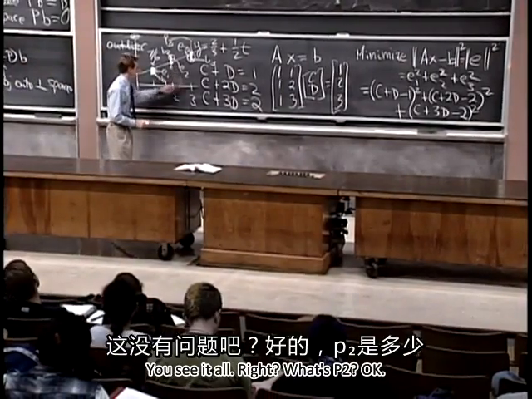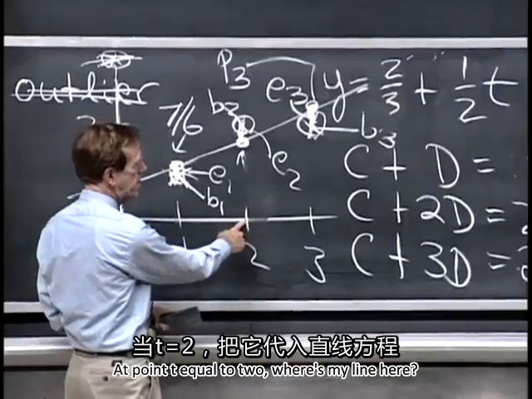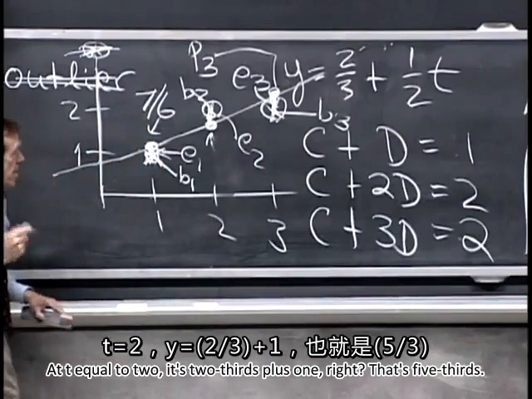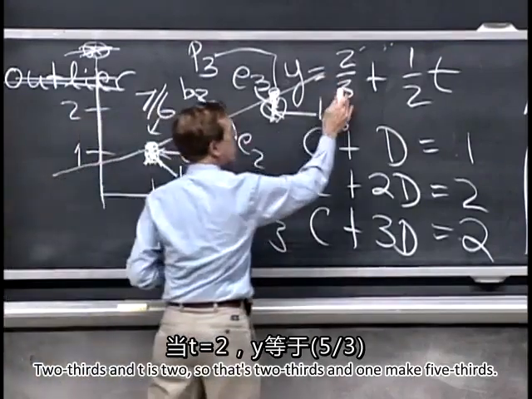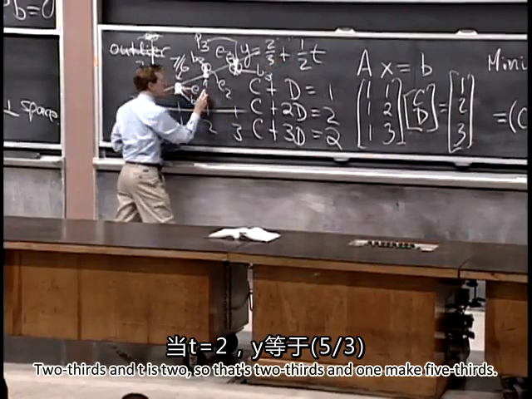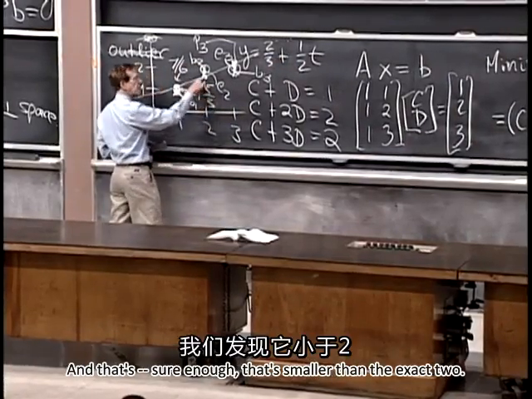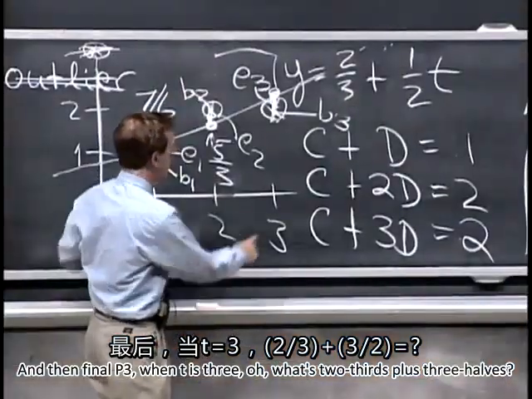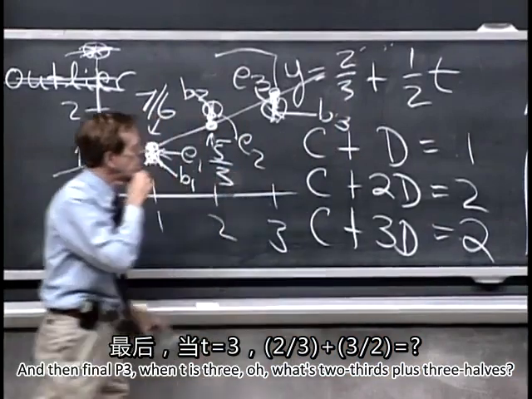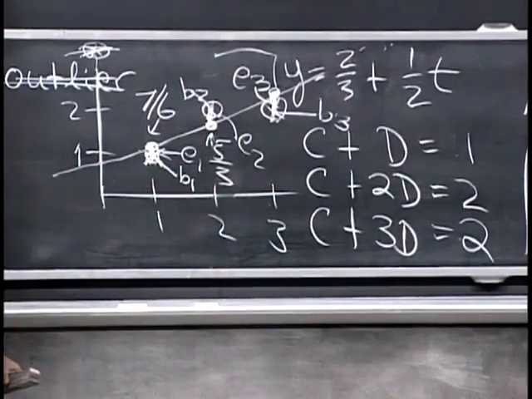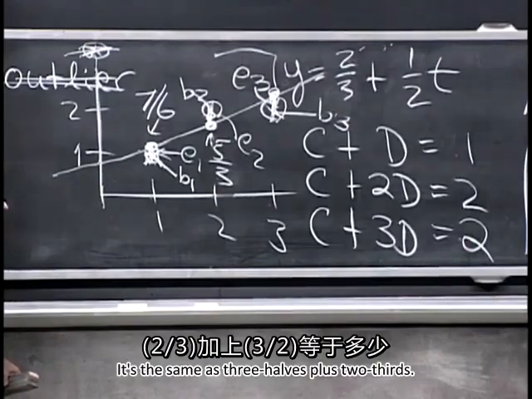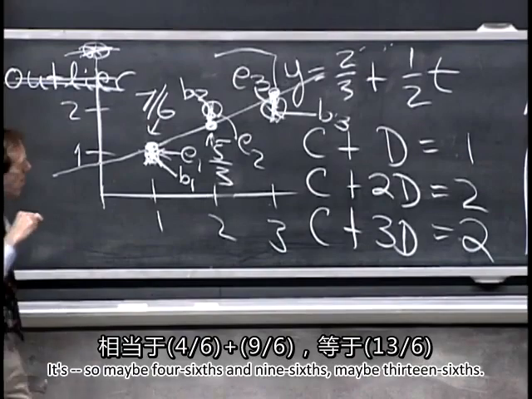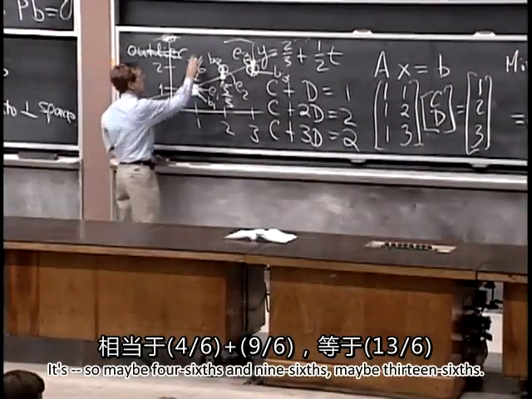What's P2? At the point t equal to 2, where's my line here? At t equal to 2, it's 2/3 plus 1, right? That's 5/3. And that's, sure enough, smaller than the exact 2. And then the final P3, when t is 3, what's 2/3 plus 3/2? It's the same as 3/2 plus 2/3. So maybe 4/6 and 9/6, maybe 13/6.